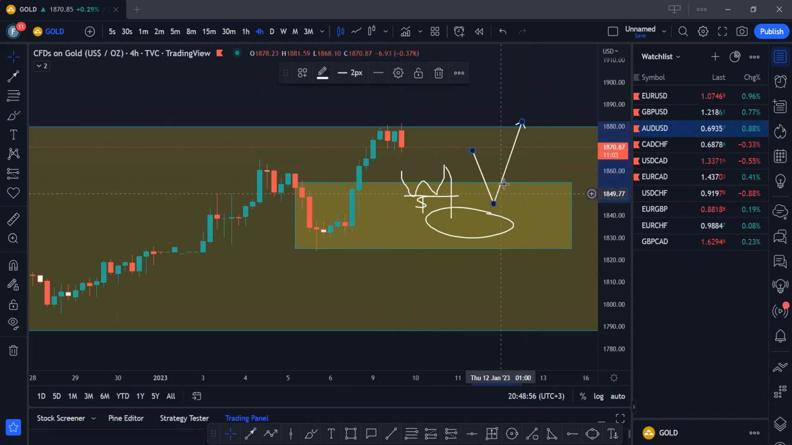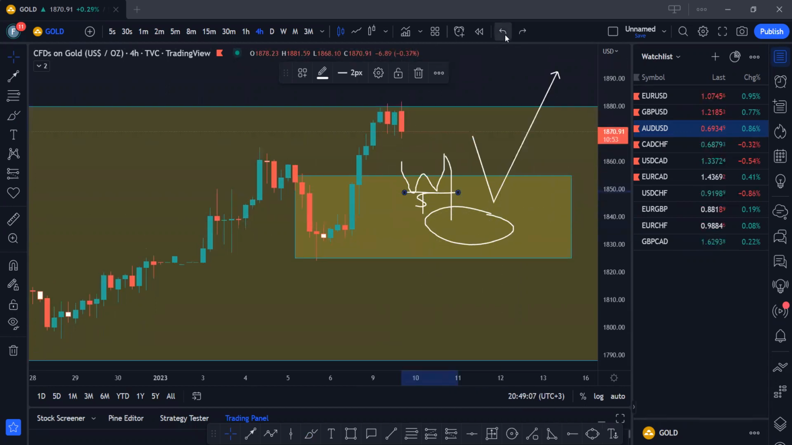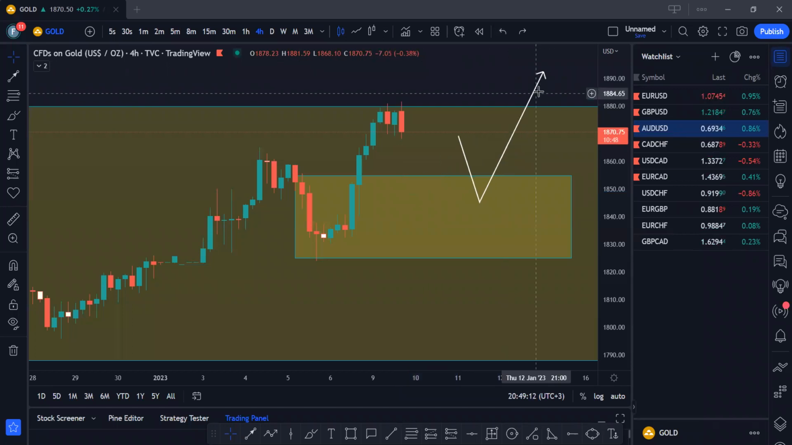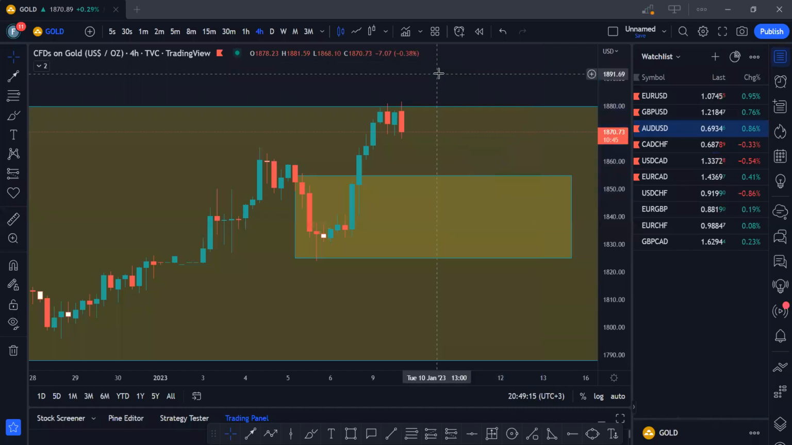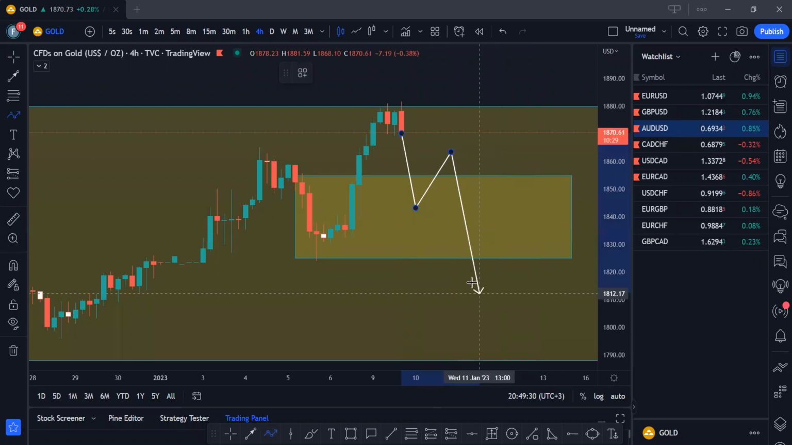But another scenario that can happen is a possible shift. So this zone can be a flip zone. Let me delete everything. The second scenario that can happen on this is very, very simple. We have something like this: a primary retrace into this demand zone, and then the demand zone can respond a bit like so. But ultimately the demand zone can fail, so price can break below this demand zone to form a low.